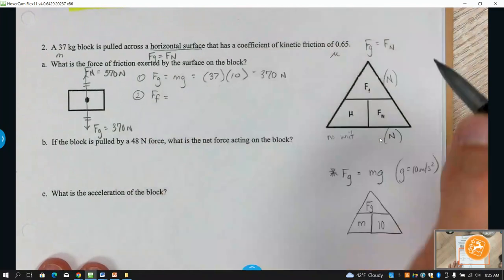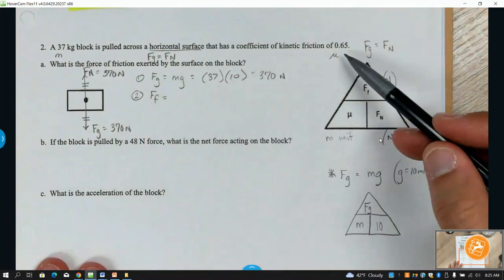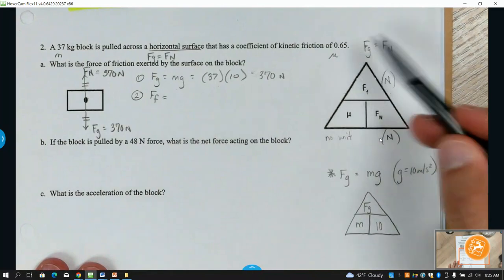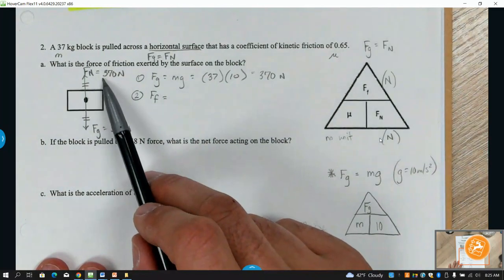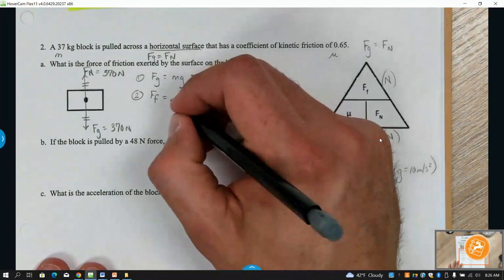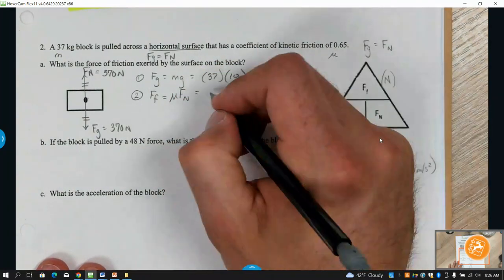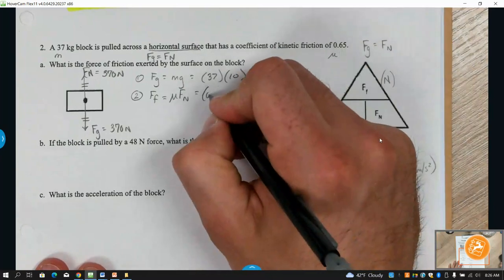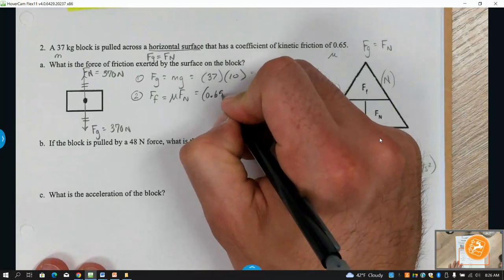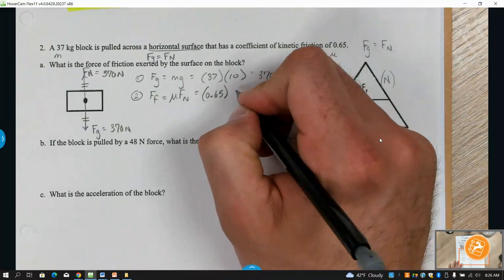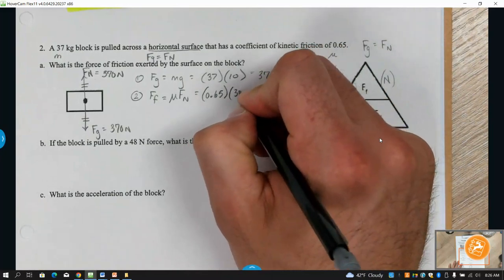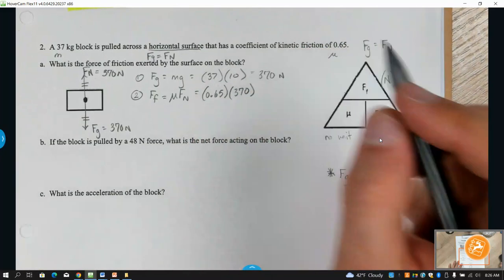The next thing, I can find my friction force. All right, why can I find friction force? Because friction force is the coefficient, which we already have, and the normal force, which we already have. So coefficient times normal force, you're going to use 0.65 times 370. Make sure you're using that.